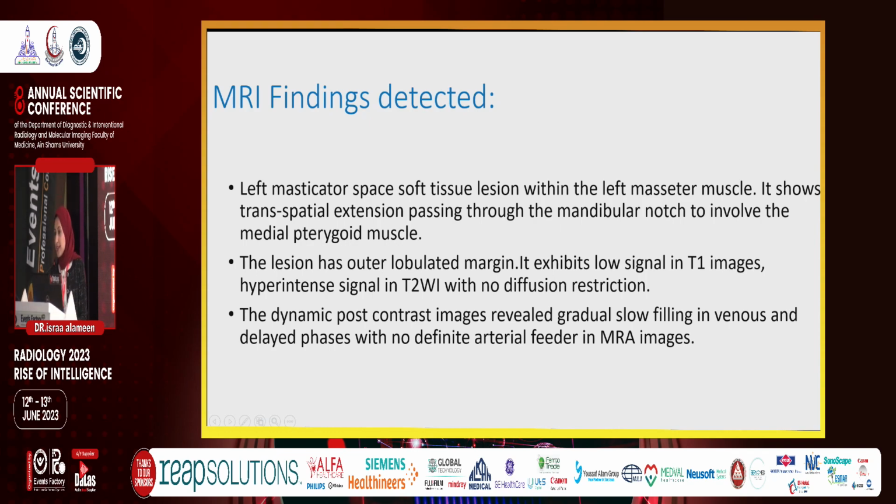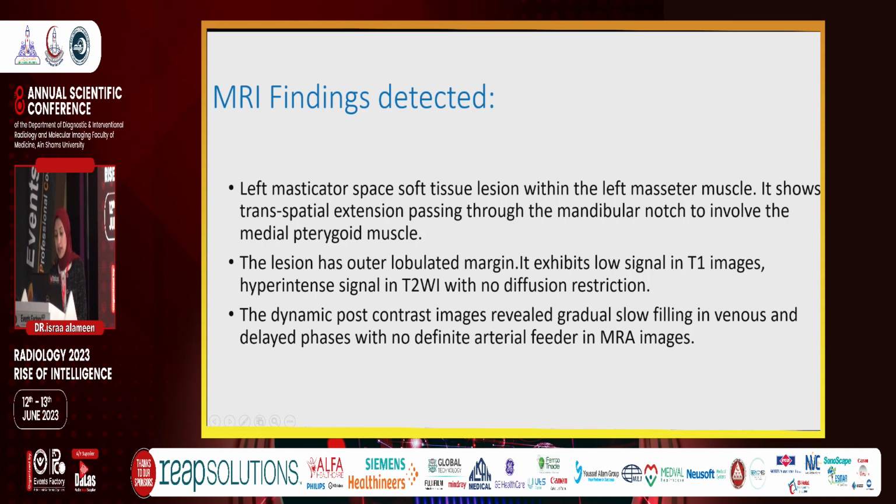So, let's in a nutshell sum up the MRI findings we have seen so far. We have seen a left masticator space soft tissue lesion within the left masseter muscle. It is a transspatial lesion extending through the mandibular notch to involve the medial pterygoid muscle. This lesion has an outer lobulated margin exhibiting low signal intensity in the T1 sequences, high signal intensity in the T2 sequences with no definite diffusion restriction.